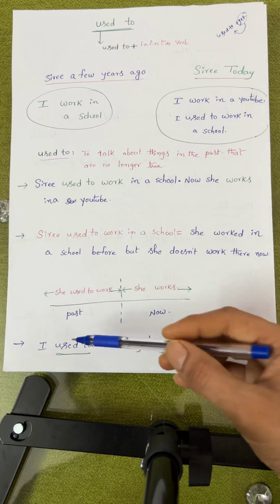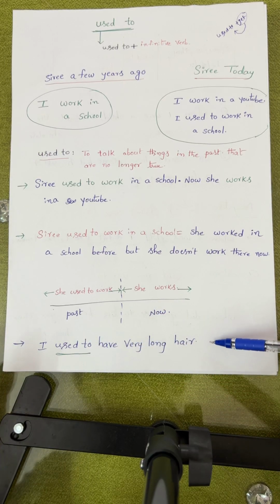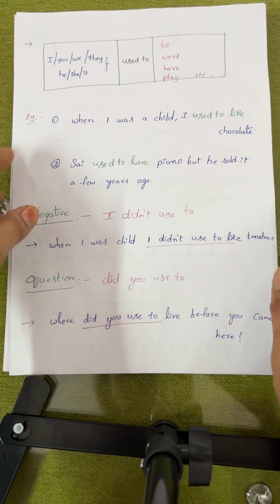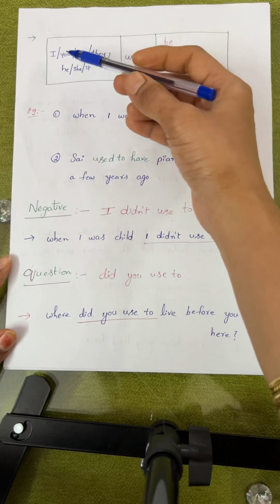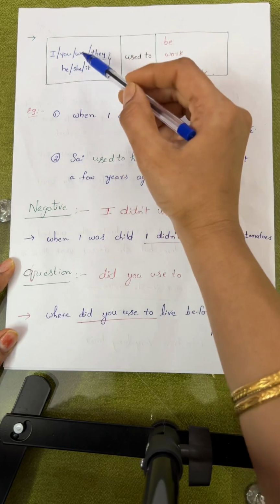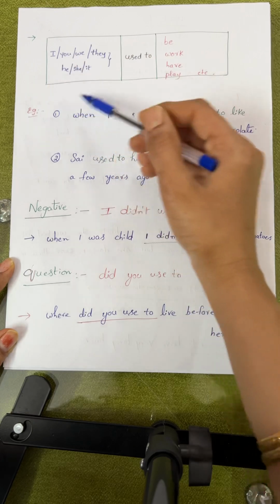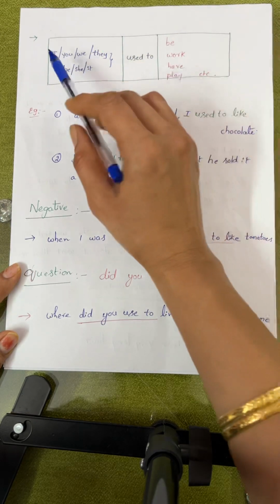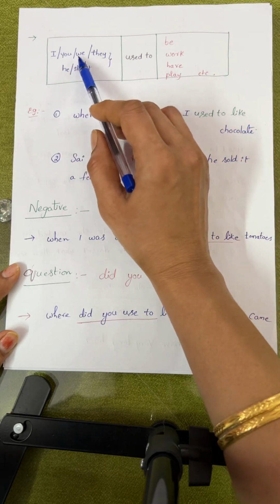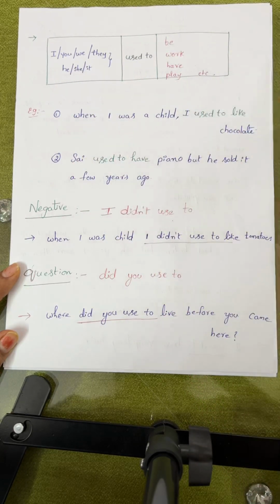One more example: I used to have very long hair. A few years ago I had long hair, at present I have short hair. Here how can you frame a sentence? I, you, we, they, he, she, it, all are pronouns. You can use them: I used to work, I used to have, I used to play, we used to work, like this. This is sentence formation.